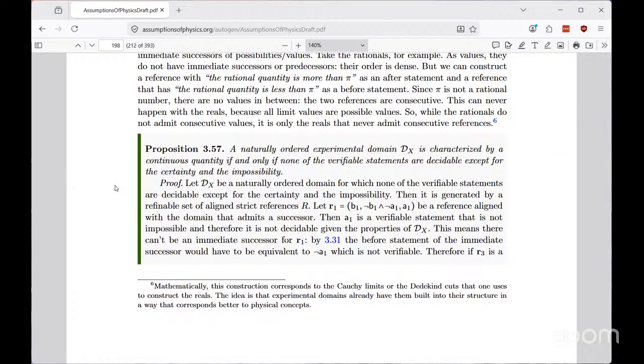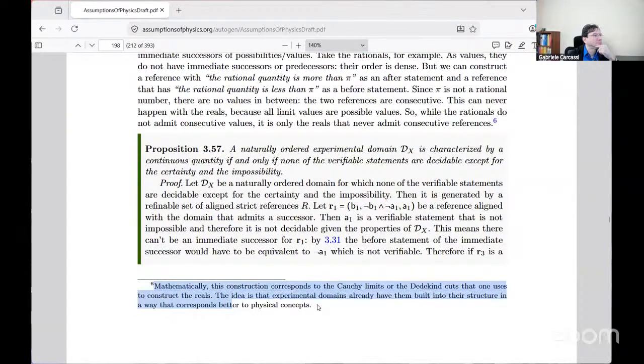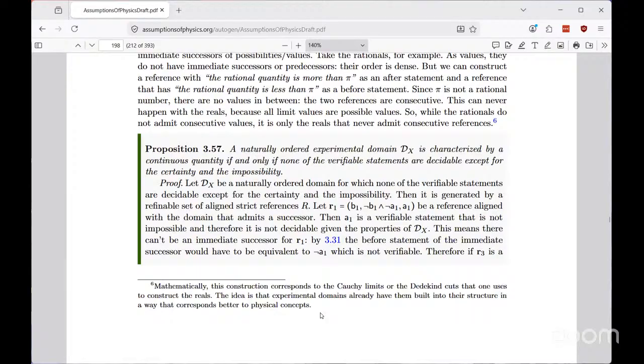Yeah, interesting distinction there. Footnote? Oh yeah, footnote 6.